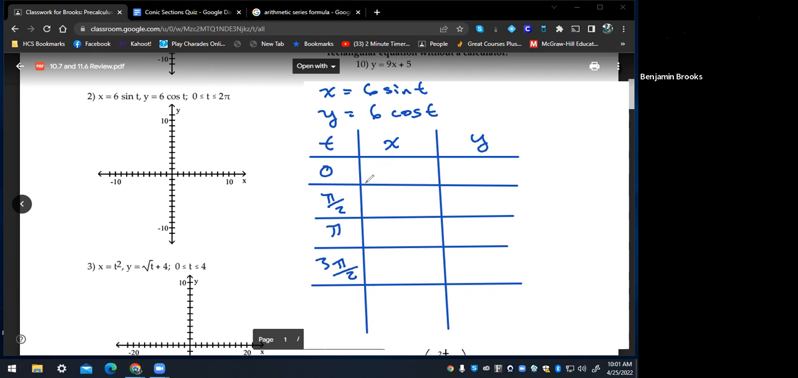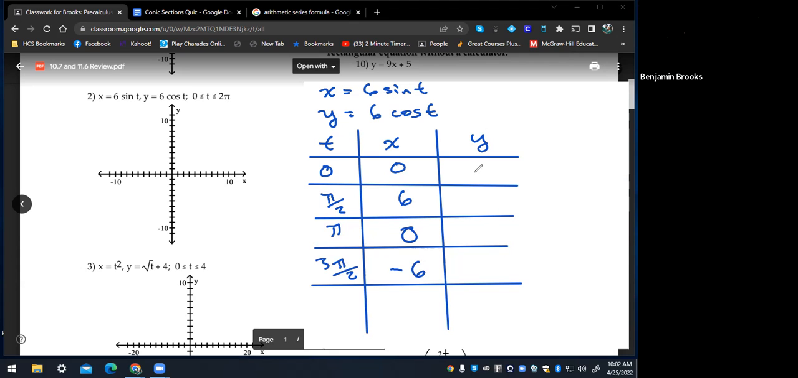And of course, 2 pi would be the same as 0, hopefully. All right, so what we're going to do here is we'll say, okay, if I plug 0 in for x, what do you get? 0. If you put pi over 2, so sine of pi over 2, that's going to be 1 times 6 is 6. If you do pi, sine of pi is 0 again, so times 6 is 0. And if you do 3 pi over 2, you get -1, so -6.